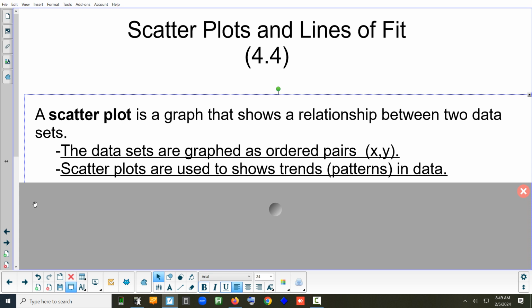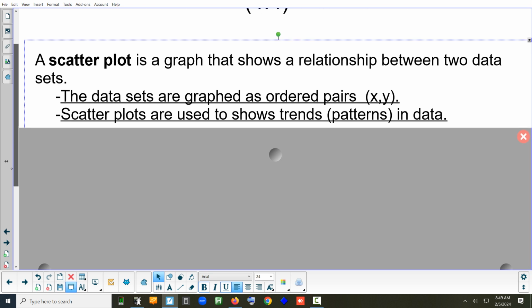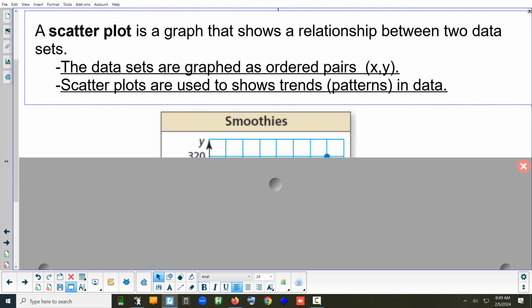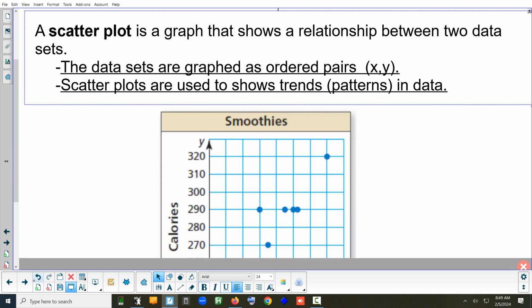All right, so let's look at an example of a scatter plot, and I'm going to ask you a few questions about it. Okay, so I think you guys already have this. Yeah. So you've got this scatter plot.